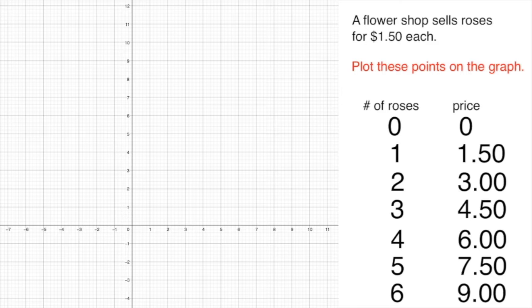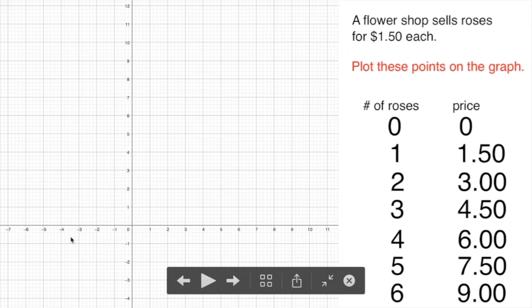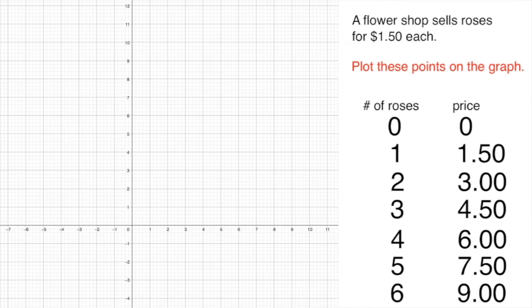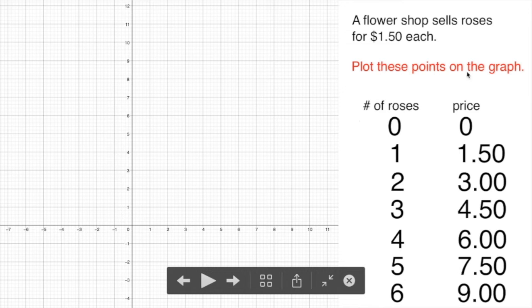So if you remember graphing, you have two axes. This is the x, horizontal. This is the y, vertical. In the middle, you have the origin, which is 0 for both x and y. So the x goes this way, the y goes up and down. Positive numbers to the right, negative to the left. Positive numbers up, negative down. All right? Evenly spaced so that you can draw accurately. So we're plotting these points on the graph.